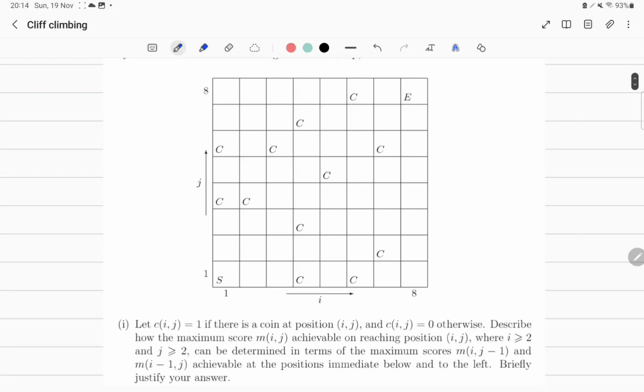Part 1. Let C of I and J be 1 if there is a coin at position IJ, and C of IJ equals 0 otherwise. Describe how the maximum score M of IJ achievable on reaching position IJ, where I is greater than 2 and J is also greater than 2, can be determined in terms of the maximum scores M of I minus 1 and J and M of I and J minus 1 achievable at the positions immediately below and to the left. Briefly justify your answer. Pause the video and have a think, and once you're ready, restart to see if you're right.